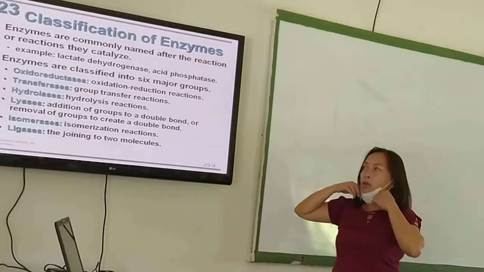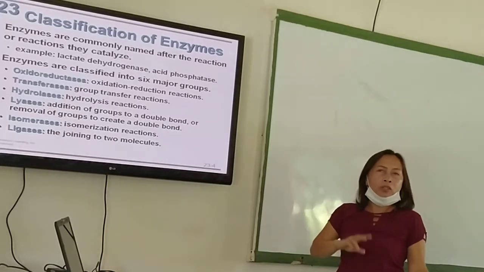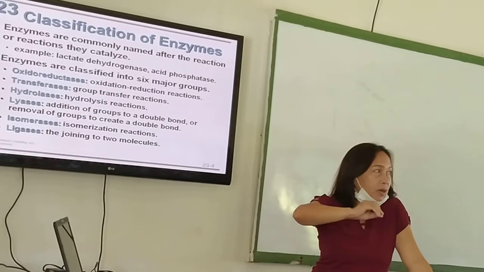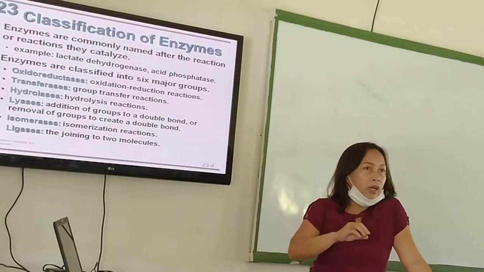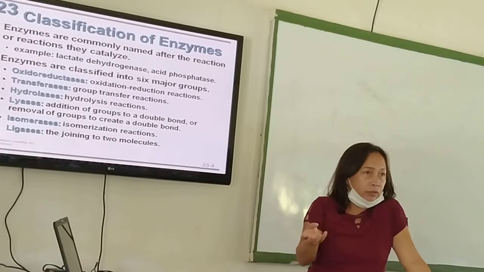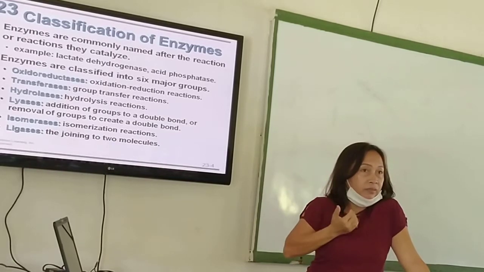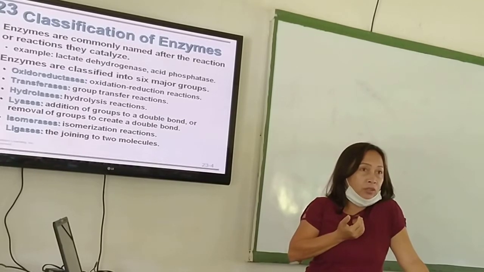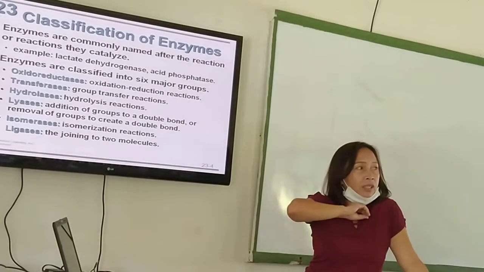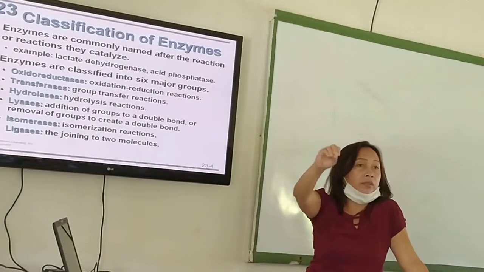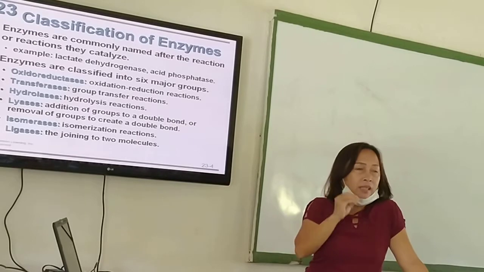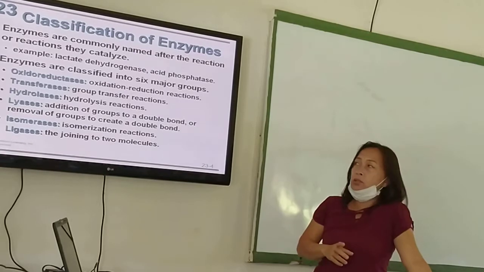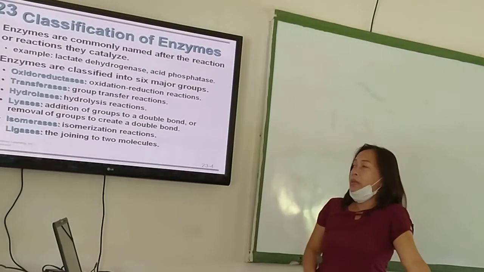Those that catalyze oxidation or reduction. We say oxidation, what does it mean? Giving up of electrons. How about a reduction reaction? Gaining of electrons, meaning the molecule is accepting electrons, that is reduction. And oxidation is giving off of electrons. Now those enzymes that catalyze such reactions belong to the oxidoreductases.